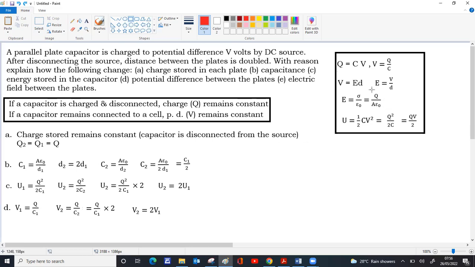So the last one, electric field between the plates. Electric field, you can have either V by D because the change in V we know, the change in D also we know. But the best option still, electric field between the plates of the capacitor is sigma by epsilon 0, which can be Q by A epsilon 0.